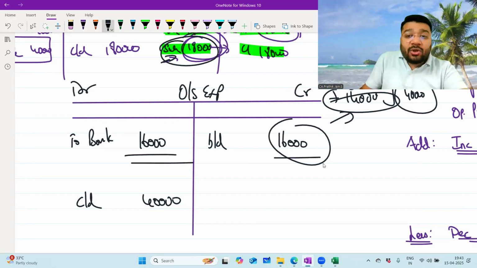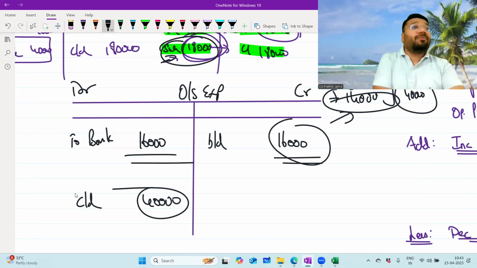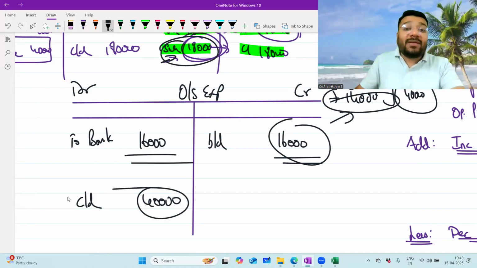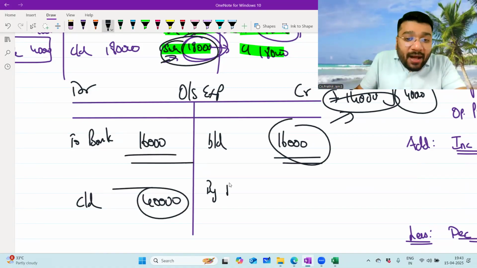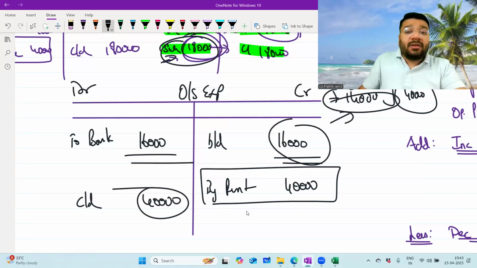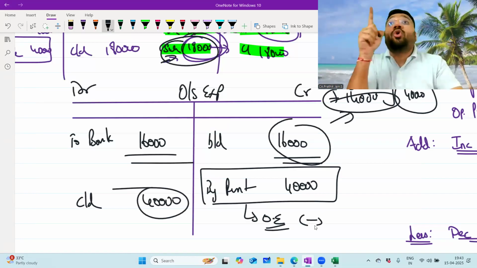So technically the ledger is closed. But still you have 40,000 here. How? Because current year March month expense was due but not paid. How much is rent? 40,000. So by rent 40,000. Now listen to me very carefully. This rent is included in your other expenses. Means what? This is deducted from your total income.